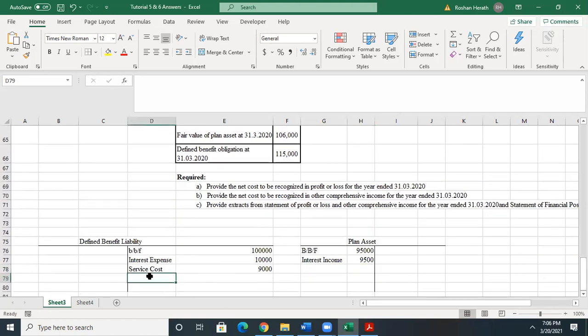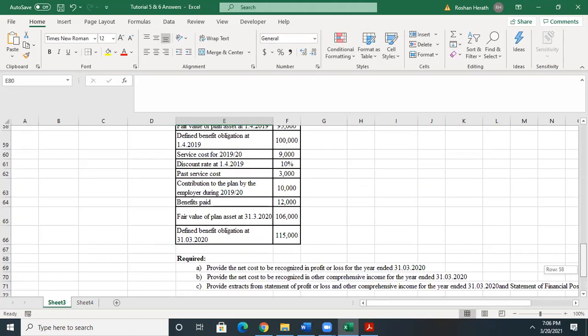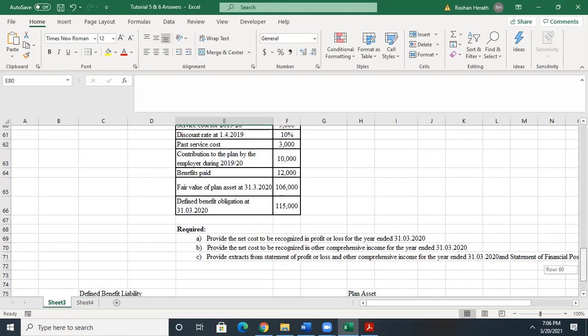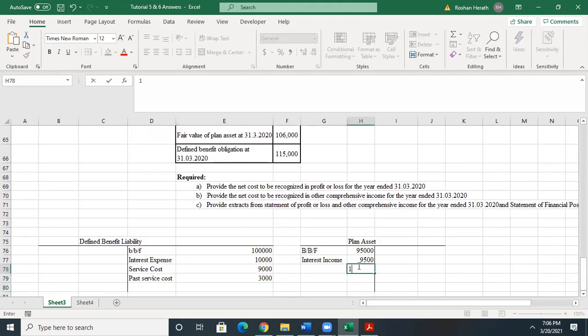Then you have the past service cost as well. If you have the past service cost, that should also be taken, because they would have made a change to the post-employment benefit plan. Hence, considering the period, you are taking the expense. Then you have the contribution to the plan by the employer during the period. It's a contribution, so the cash gets credit and the plan asset gets debit.